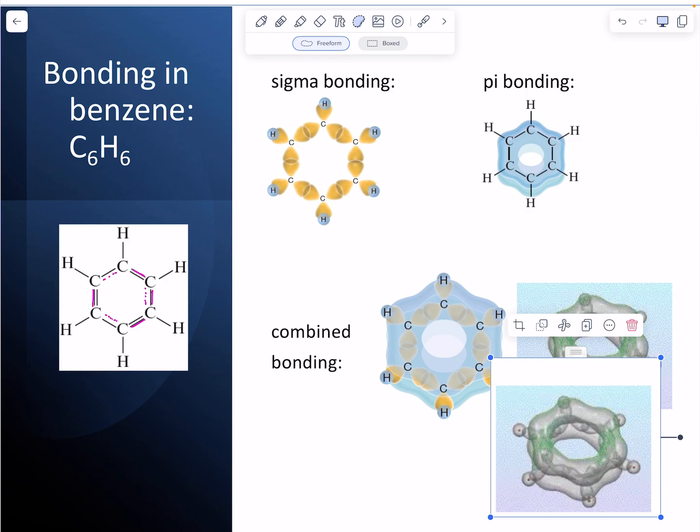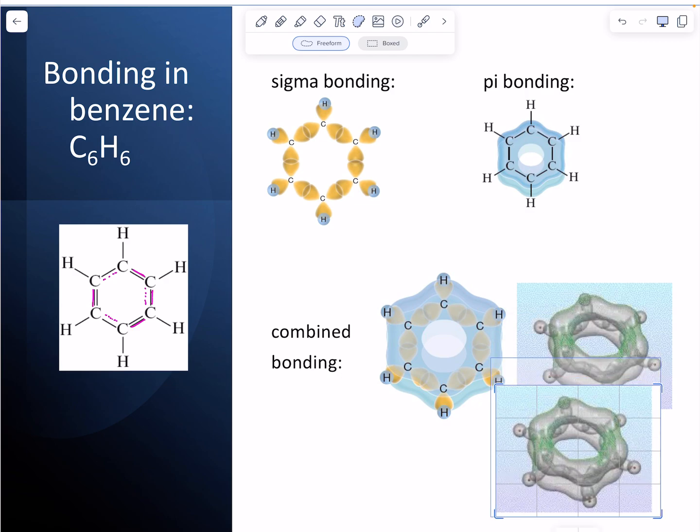There we go. Okay, now it's not working at all. All right. Let's just give up, and I'll draw it.